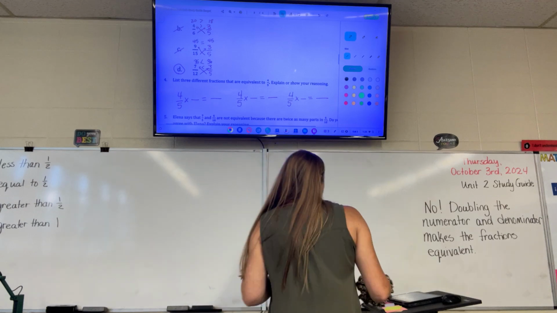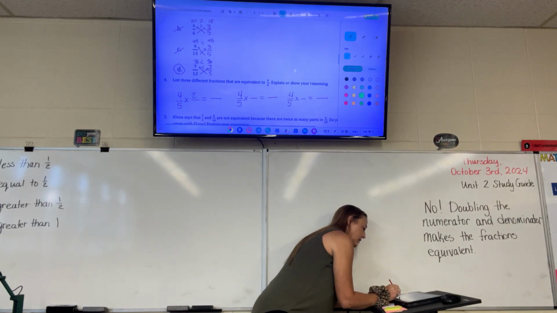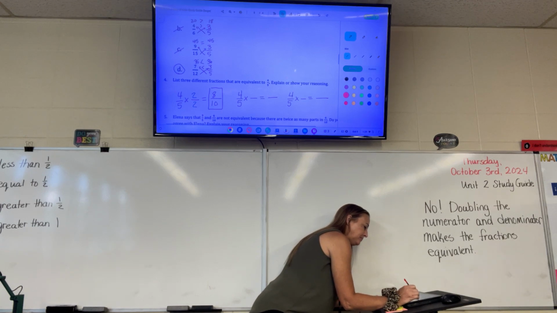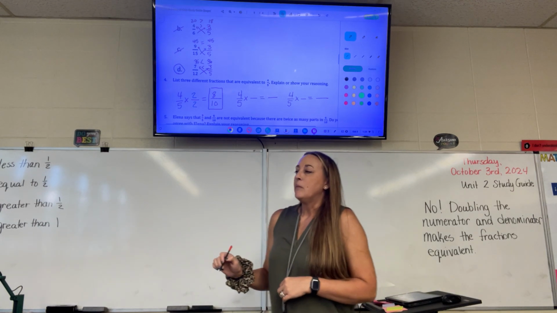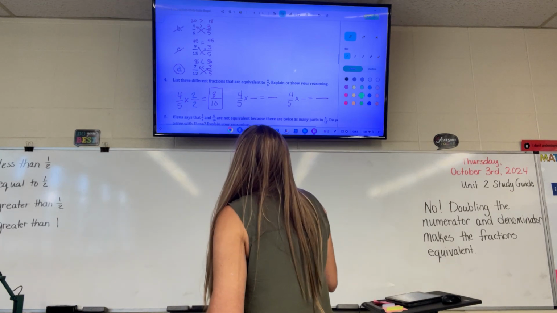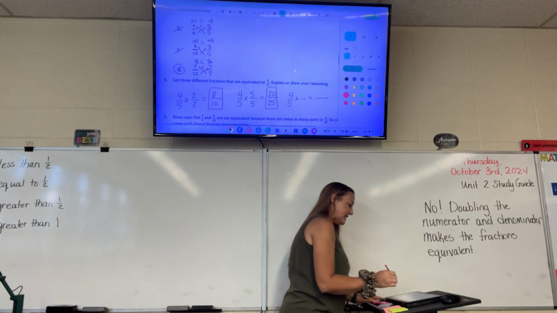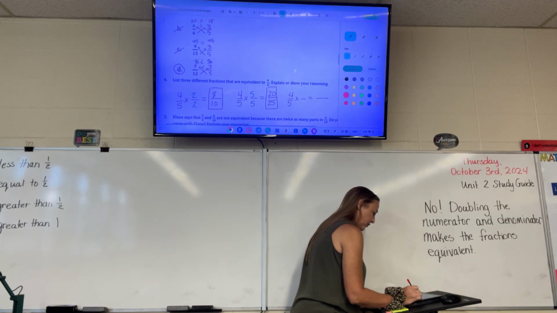2. If we do it to the top, you do it to the bottom. So what is 4 times 2? 8. And 5 times 2? 10. Put a box around that. That is your first equivalent fraction to 4/5. Harbor, what do you want to multiply by now? 5. If we do it to the top, you do it to the bottom. So 4 times 5 is 20. 5 times 5 is 25. So 20/25 is equivalent to 4/5.